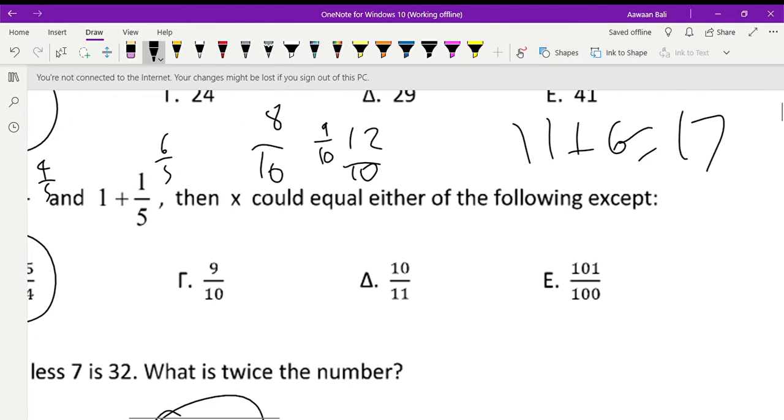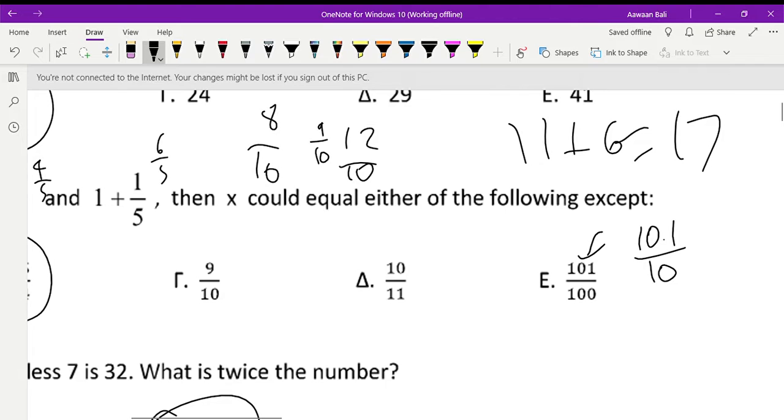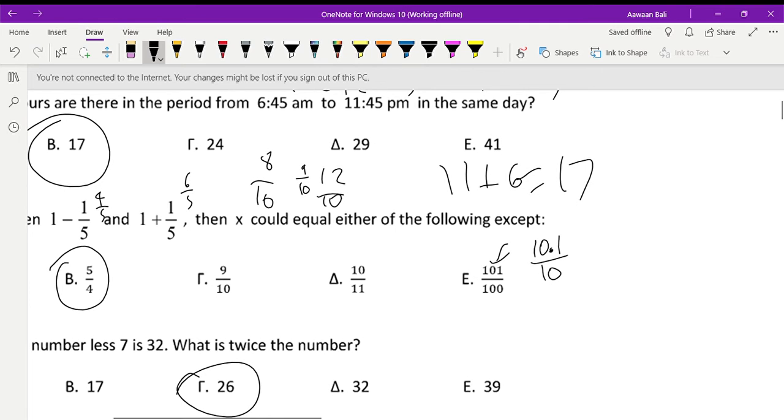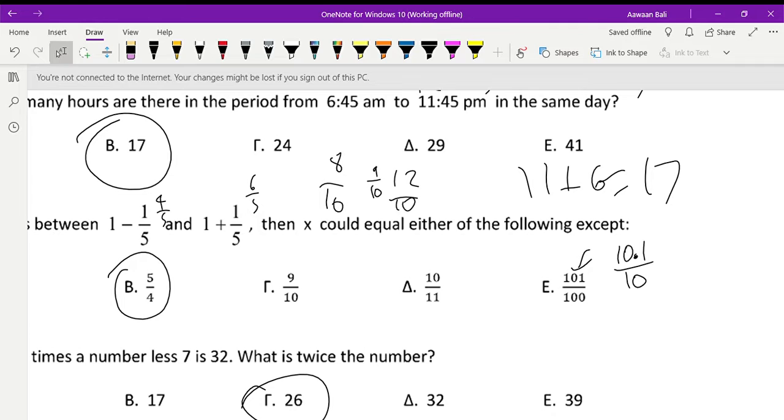And when you're talking about 101 upon 100, that's kind of 10.1 divided by 10. That is basically 10.1 upon 10. Though it's not actually advised to put decimals as numerators or denominators in a fraction, since a fraction is already a decimal in itself. But anyways, since we don't need to worry about that here, because since we know that 10.1 is between 8 and 12, we can say that Ida is correct.